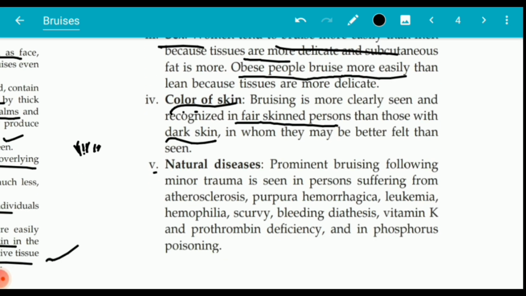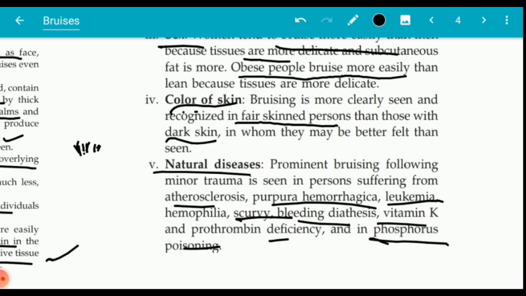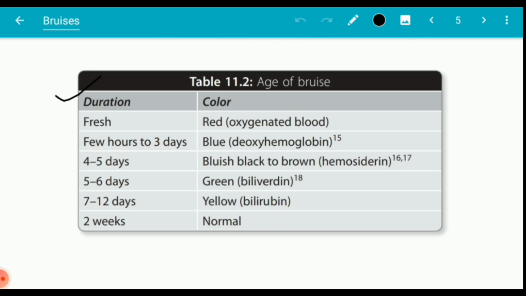Then there are some natural diseases like scurvy, hemophilia, atherosclerosis, purpura hemorrhagica, leukemia, vitamin K deficiency, phosphorus poisoning, and bleeding diathesis. These are all cases where people can suffer from bruises even via minor trauma. Okay. Then we have the age of bruising, the way we dealt with the age of abrasion.